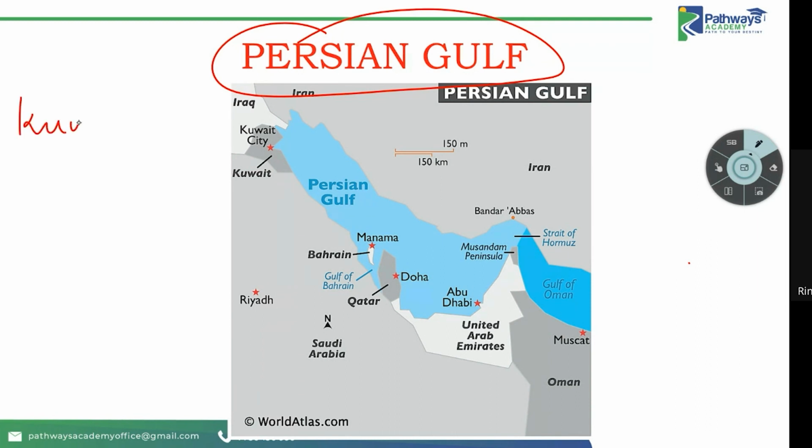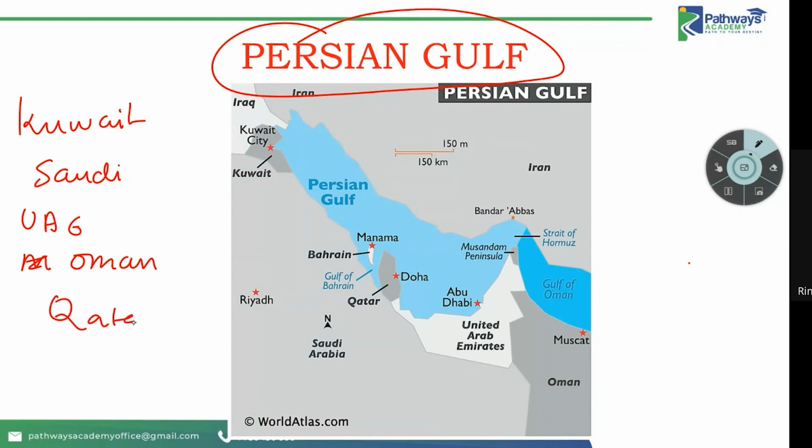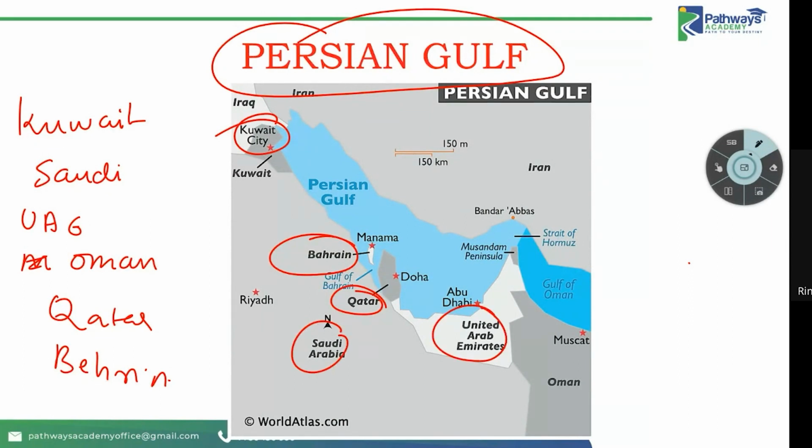It includes Kuwait, Saudi, then UAE, then Oman, then Qatar, then Bahrain. Here we can see Kuwait, Bahrain, Qatar, Saudi Arabia, UAE. Then Oman. These are the nations that come in the Persian Gulf.